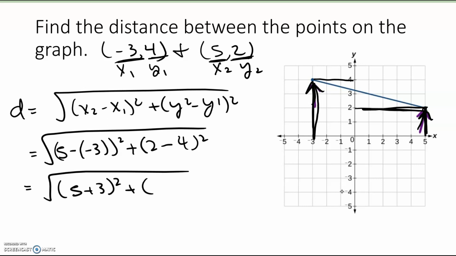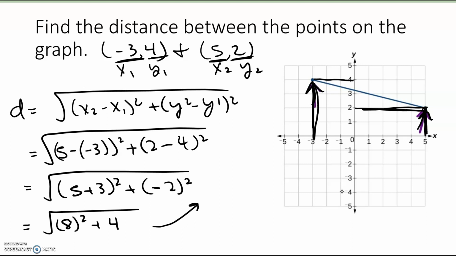Plus 2 minus 4. The bigger number has a negative, so I'm going to have a negative number. So basically 4 minus 2, that is 2, squared. 5 plus 3 is 8, so 8 squared. And then plus a negative times a negative, since it's squared here. Negative times a negative is a positive. 2 times 2 is 4, so this is 4.